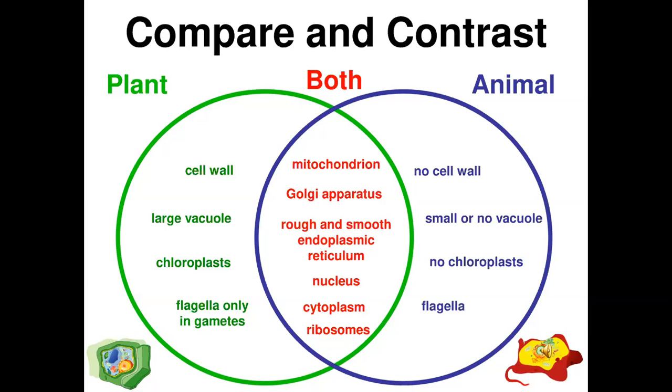These are only present in plant cells. Animal cells have no cell wall and have small or no vacuole. The vacuoles are very small compared to the plant cell, and there is no chloroplast and no flagella. These are the compare and contrast of plant cell and animal cell.